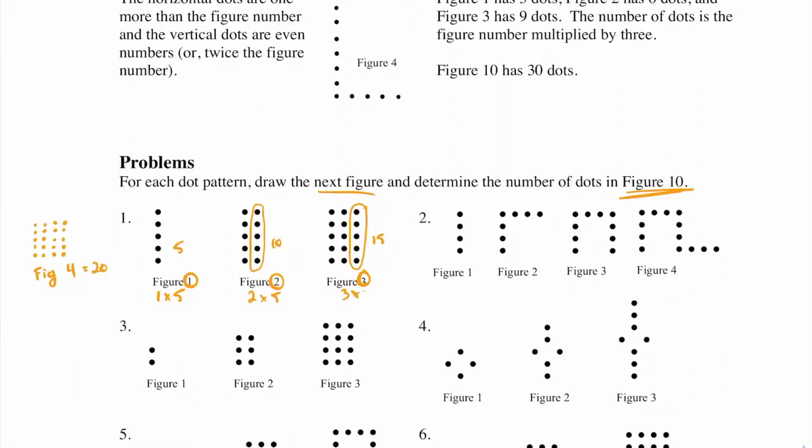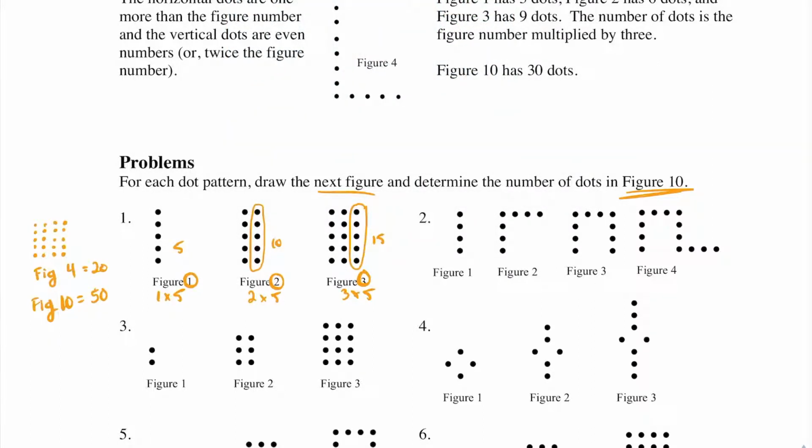Well, yes, I do. So this pattern that I'm recognizing, I can apply that to, say, something like figure 10, which is the second part of the problem. If I were to take my figure number and multiply it by 5, I should get my number of dots, which is 50. So go ahead and double check your answers there, and you'll see that we are good to go. All right, let's go to the next one.